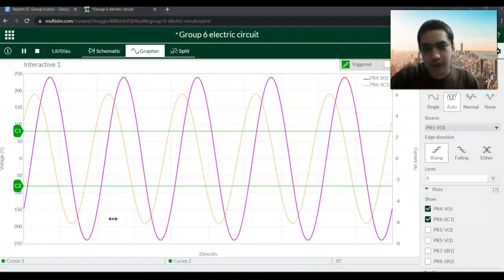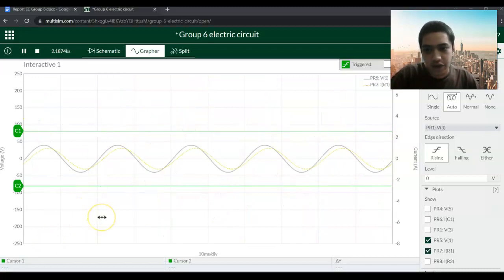For the current across the capacitor, which is the orange one, the peak is 6.107, while the peak for the voltage, which is the purple one, is 239.135 volt. And lastly, for the voltage across the inductor, which is the gray one, the peak is 39.958 volt, and the yellow represents the current across the inductor, of which the peak is 0.97135 ampere.